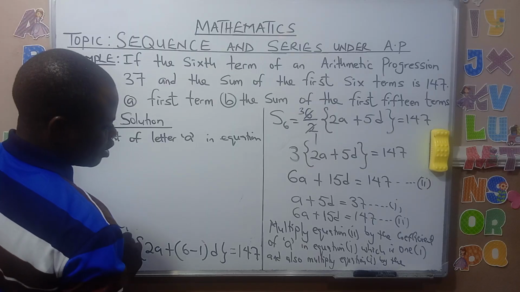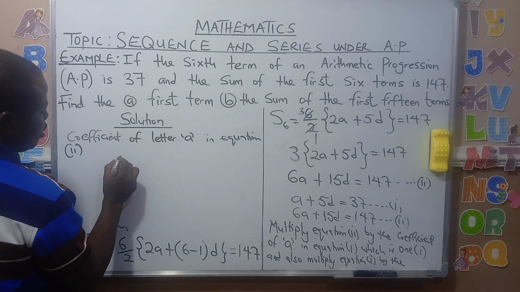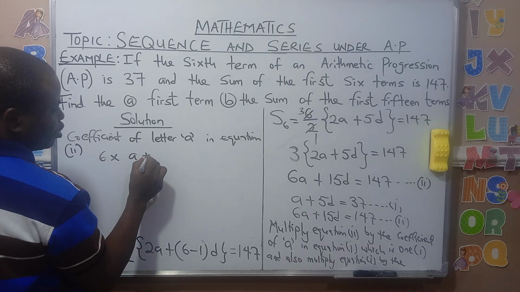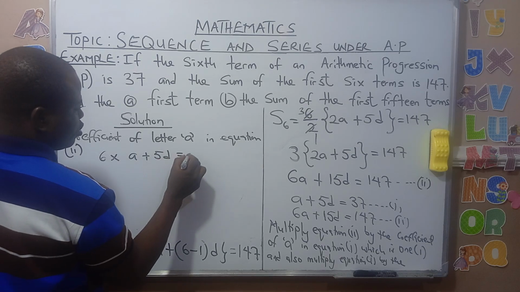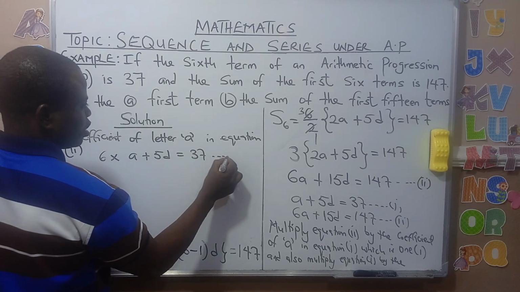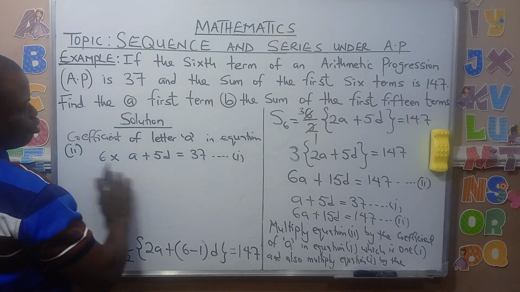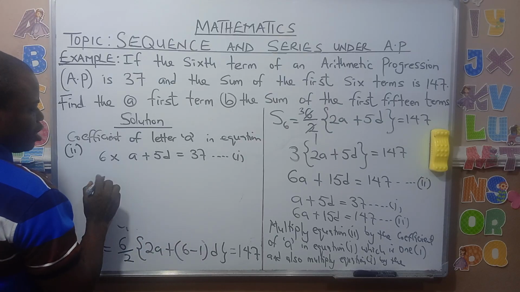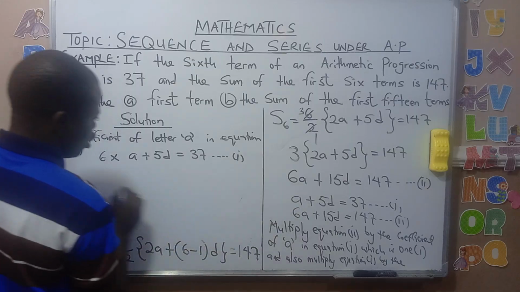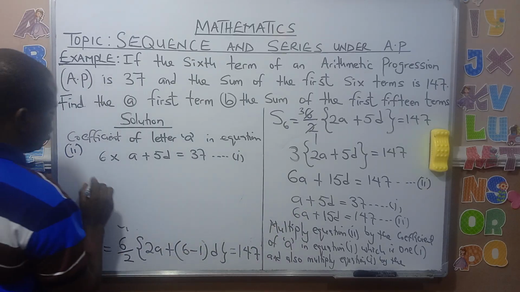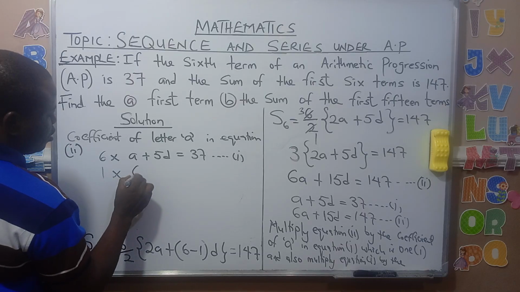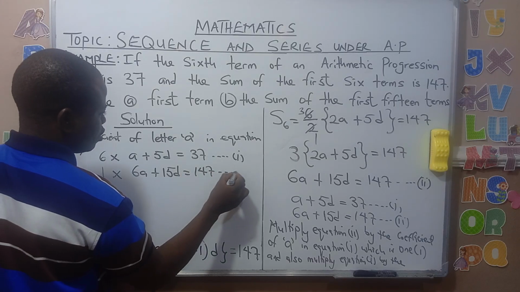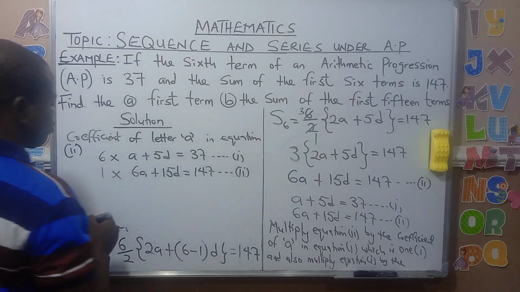Okay, since you have analyzed the statement like that, you can now say 6 times a plus 5d equals 37. That's equation 1. We are using 6 to multiply all the expression in equation 1, and also use the coefficient of A in equation 2, which is 1. There's a 1 at the front, but it's not written. 1 multiplied by 6a plus 15d equals 147. That's equation 2.